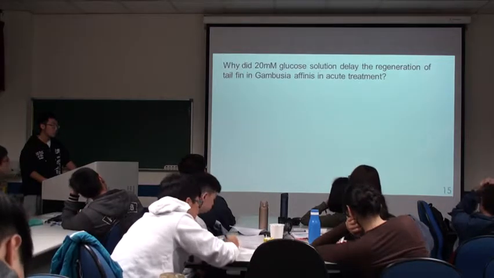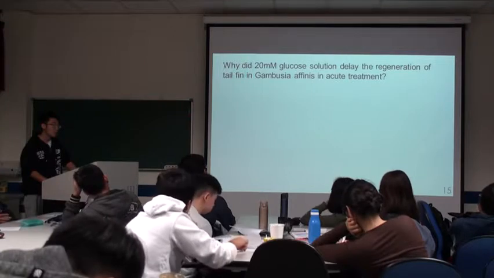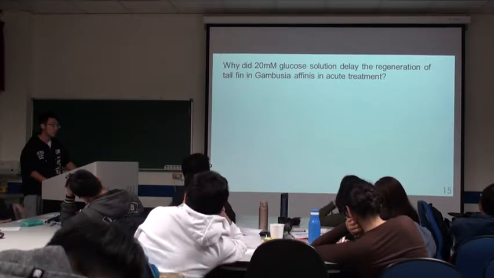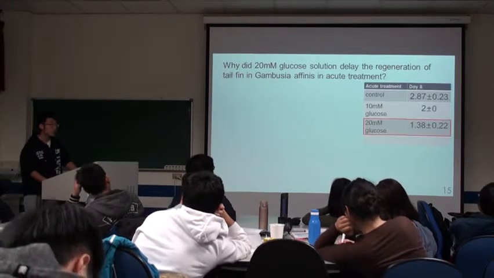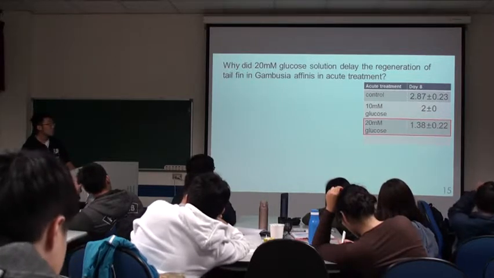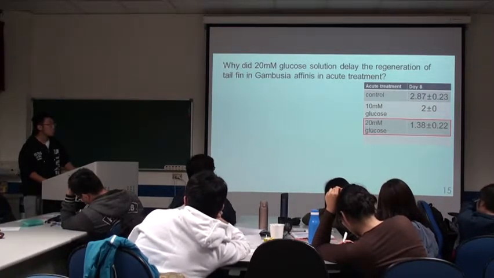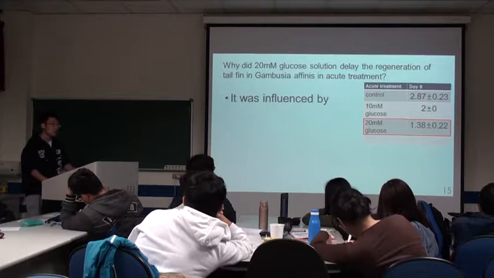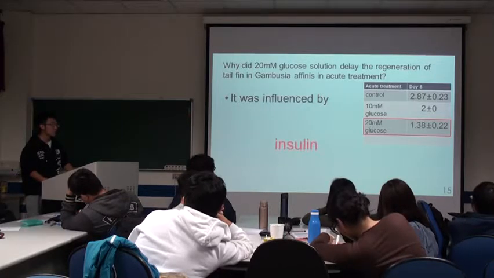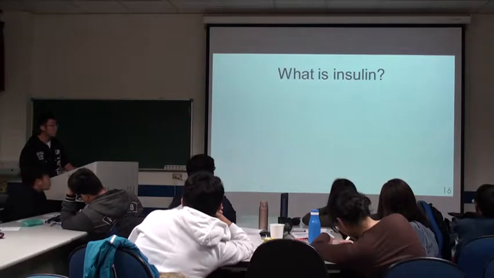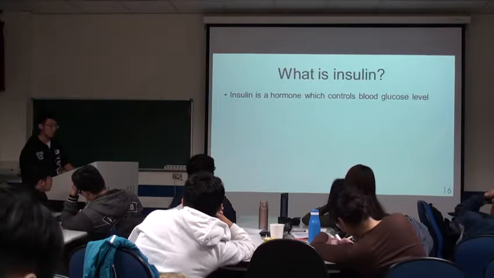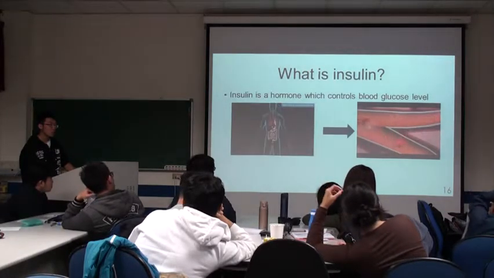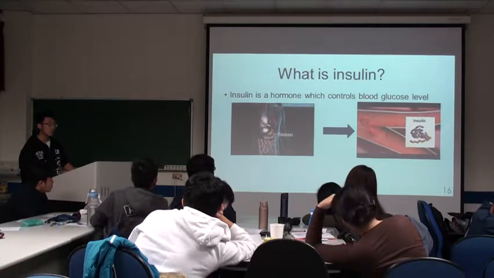And the second discussion is why the 20 millimole glucose solution delayed the regeneration of tail fin in Gambusia affinis in acute treatment. You can see in the right table that the 20 mmol glucose solution actually delayed the regeneration of tail fin, and we think it was influenced by insulin. So, what is insulin? Insulin is a hormone which controls blood glucose level. For example, in our body, insulin is produced by the organ in this part.